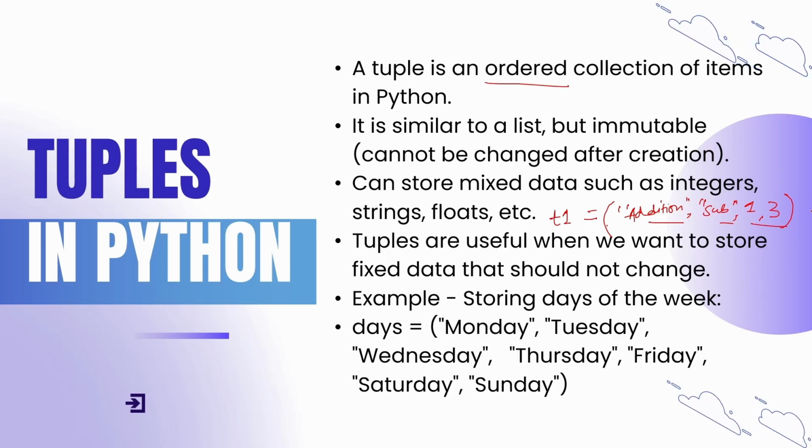Okay. Tuples are useful when we want to store fixed data that should not change. For example, storing the days of a week. If we have days like Monday, Tuesday, Wednesday, Thursday, Friday, Saturday, Sunday, these days are fixed and we cannot change them, right? These are 7 fixed days. So tuples are used when we want to store fixed kind of data.